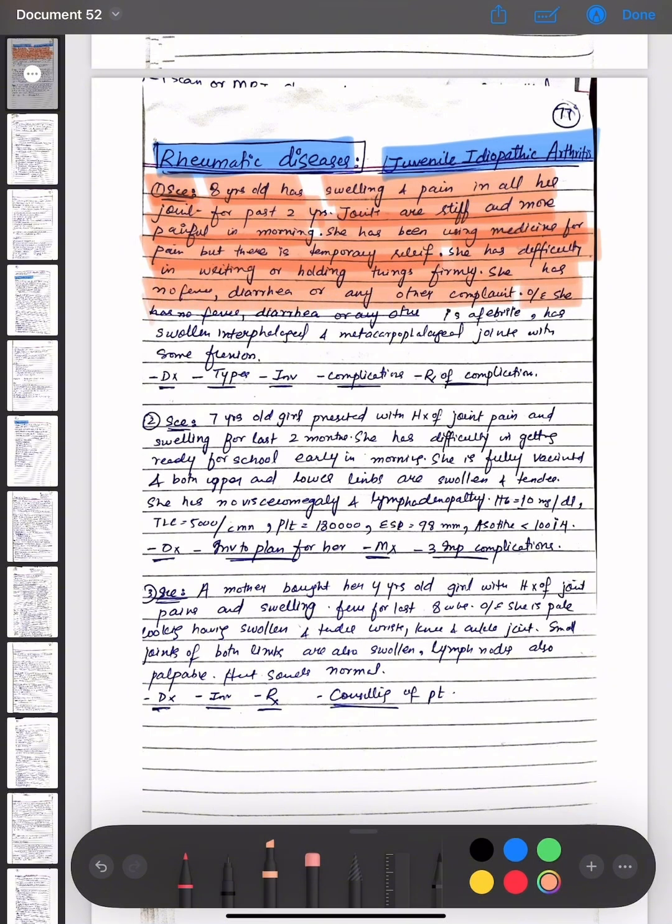On examination, she is afebrile, has swollen interphalangeal and metacarpophalangeal joints with some flexions.